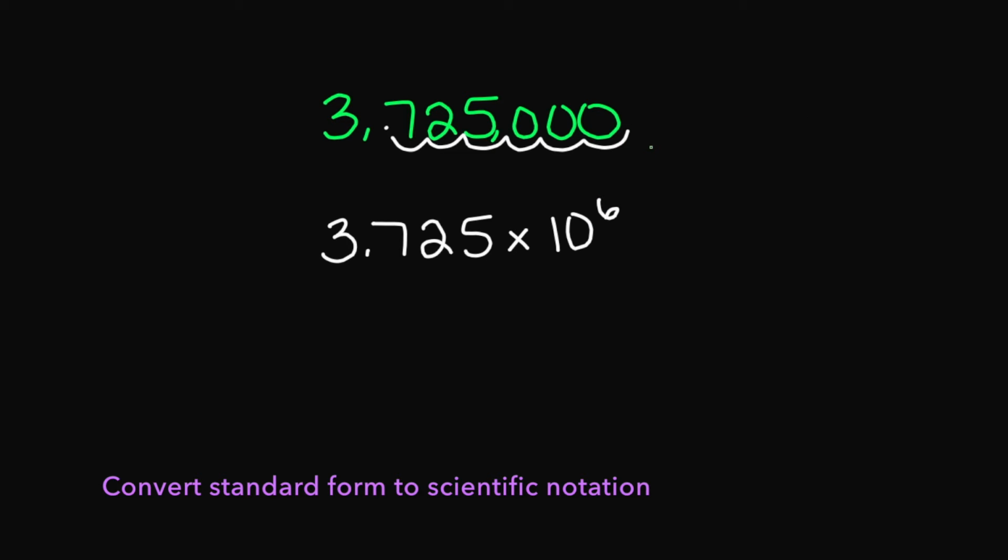And remember, for this case, the only way that I know that my exponent is going to be positive is because this number here is greater than 1. If it's less than 1, then you're going to get a negative exponent. But in this example here, this number is greater than 1, so my exponent is positive.